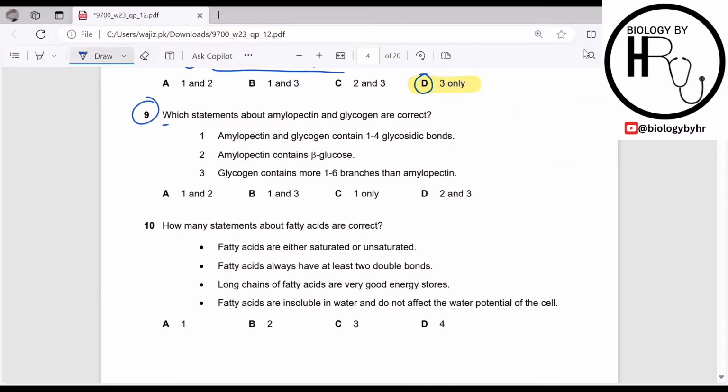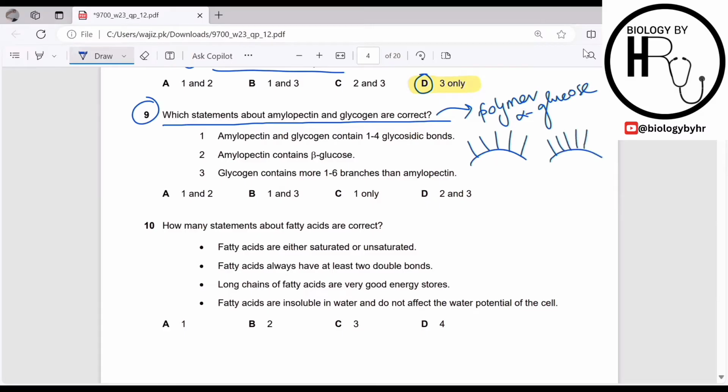Question number 9 says, which statements about amylopectin and glycogen are correct? If I talk about them, they are basically the polymers of alpha glucose, right? If I draw the structure of amylopectin and glycogen, you can clearly see that glycogen is more branched than the amylopectin. At the point where the branches occur, it has an alpha 1,6 glycosidic bond, and over here they have the alpha 1,4 glycosidic bond, right?